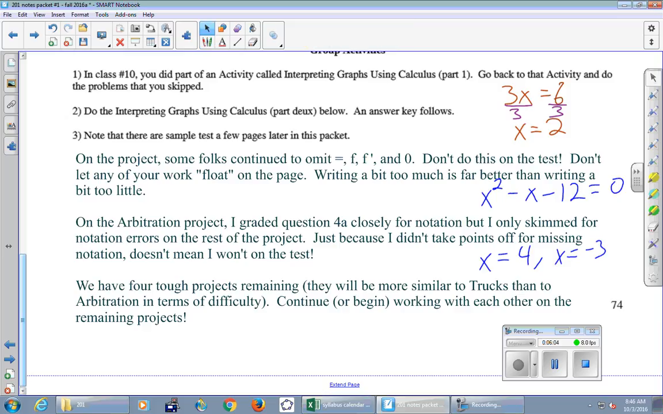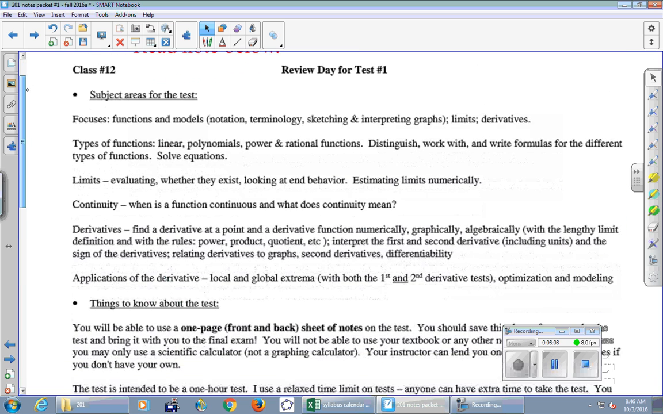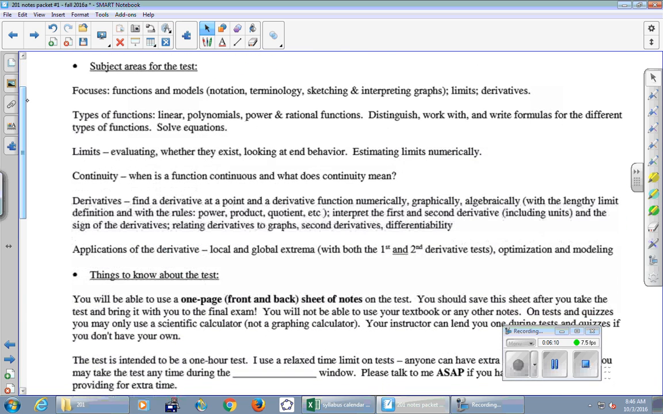All right, so we are now going back to the top of page 74. Let's read through some of this general review stuff for the test. And by the way, if you hadn't submitted one or both of the projects and you have them, throw them in the green folder right now. Okay, a brief outline of the subject areas for the test.